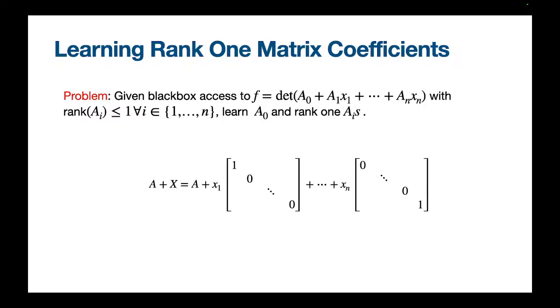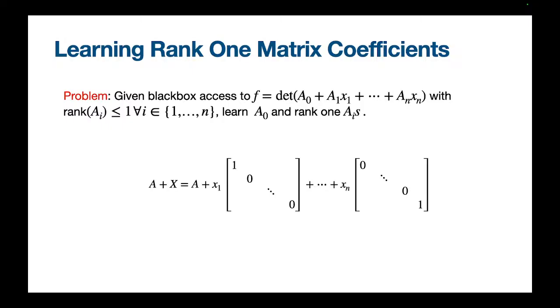Now I will mention a more general problem. Here we are learning a class of polynomials which can be computed by a symbolic determinant of a matrix that looks like this. Here the constraint is that the matrix coefficients have rank at most 1. So A1, A2 and An can have rank at most 1, and there is no constant on this constant matrix, which is A0. We are given black box access to this polynomial f, and the goal is to learn these matrices A0 and the rank 1 matrices Ais.